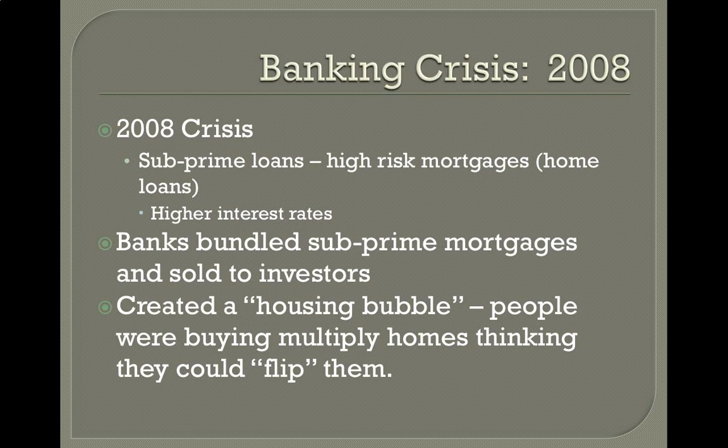People were buying multiple homes thinking they could flip them, which just means they would hold on to them for a while and then sell them for a higher price later on. And so you had all of these homes out there, and then when the economy goes down, the value of the homes goes down. And then when people tried to refinance them, the homes were worth less than the loans they currently had. And so they couldn't get a new loan for these large mortgages that they had out. So this was a complete mess, and we're still paying for that today.